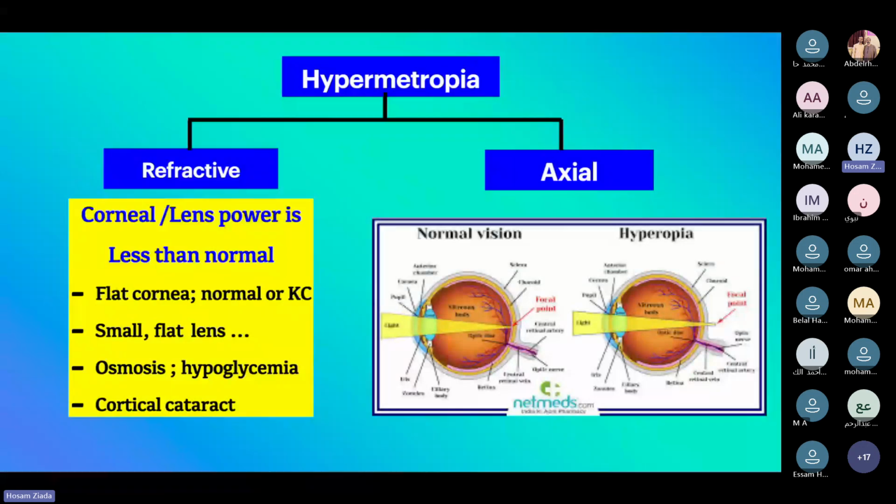steeper. If I want it convex, I will make it more curved, so I'm going to reshape the cornea to be steeper, also by implantation of a lens in the high errors. We have a lot of patients with high hypermetropia like plus 10 or more, and you will find that these goggles act as magnifiers. You will find that the eye is bigger behind this lens. The reverse with the high myopic patient, you will find that the eye is smaller.